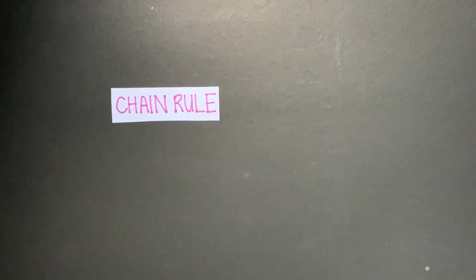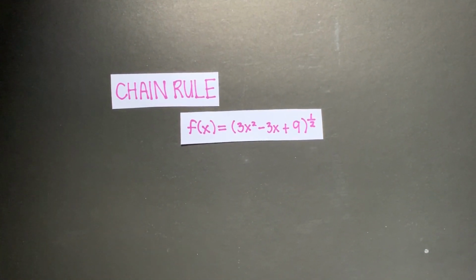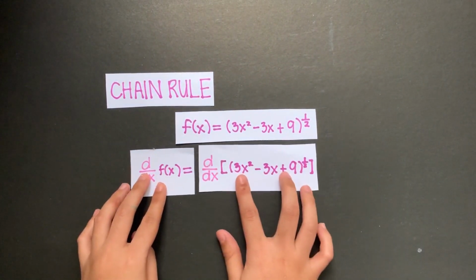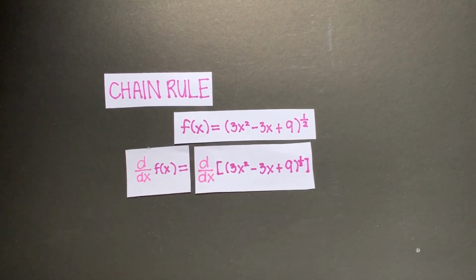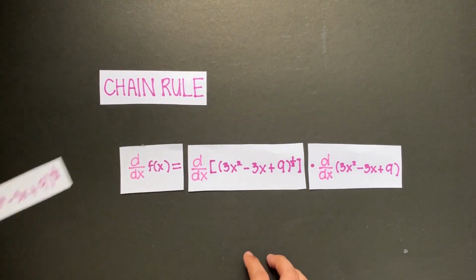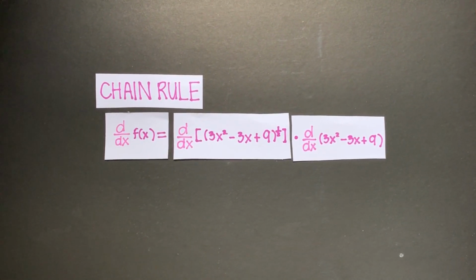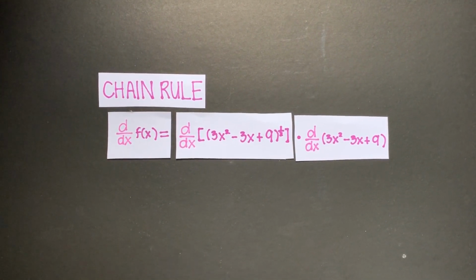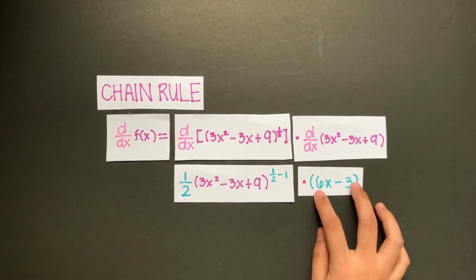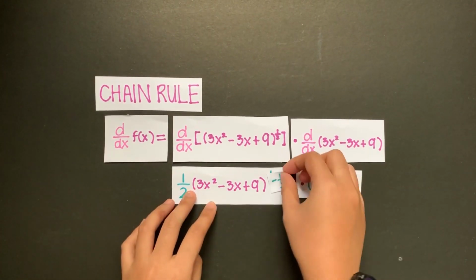With the function f of x equals 3x squared minus 3x plus 9 raised to 1/2. To get the derivative of the function, we first get the derivative of the whole function, followed by the derivative of the inner function, which is 3x squared minus 3x plus 9. We then bring down 1/2 and subtract 1 from its exponent, multiplied by 6x minus 3. Then, if we subtract this, it will become negative 1/2.